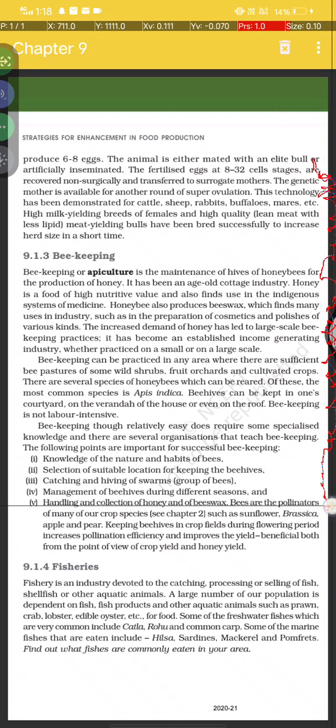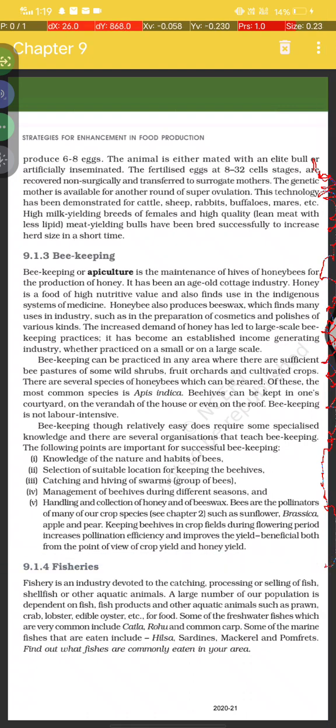Bees are the pollinators of many crop species, such as sunflower, brassica, apple, pear. Keeping beehives in crop fields during the flowering period increases pollination efficiency and improves yield, beneficial both from the point of view of the crop and the honey yield.